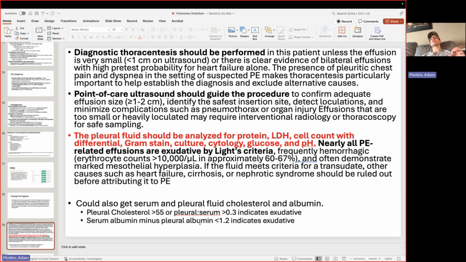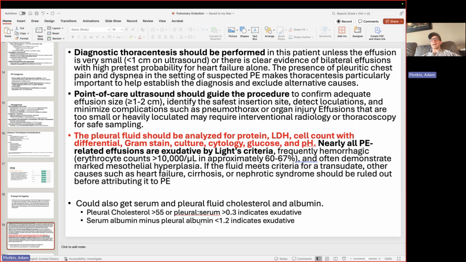Pulmonary embolism is such an inflammatory state. We get a lot of vasoplegia, right? A lot of vascular permeability, and we're going to get a lot of leakage out into the pleural space, okay? So pulmonary embolism is almost always an exudative effusion. Super high yield to know, okay?